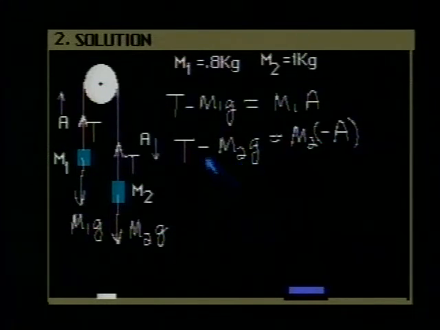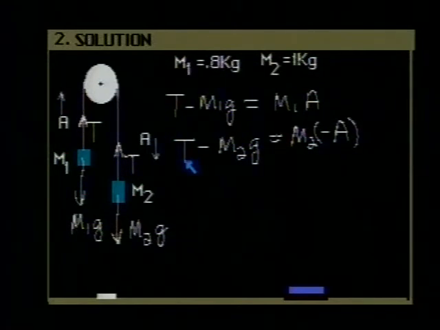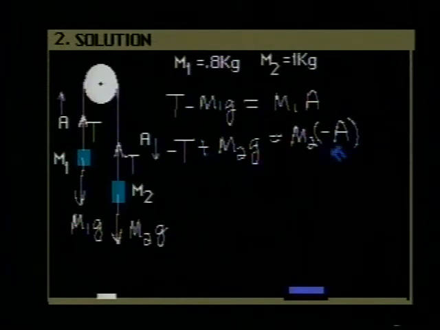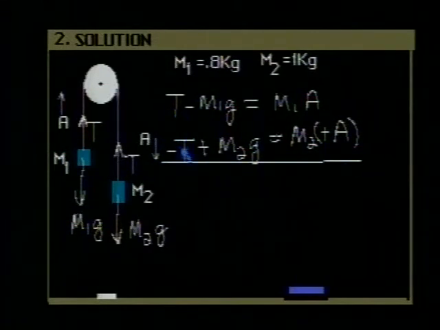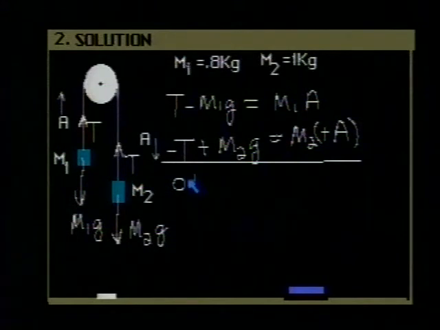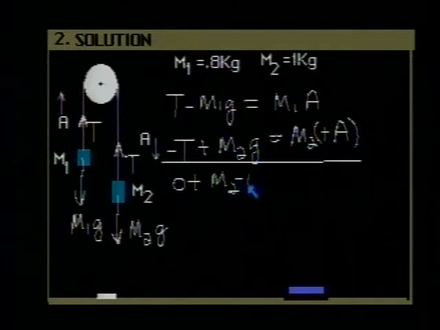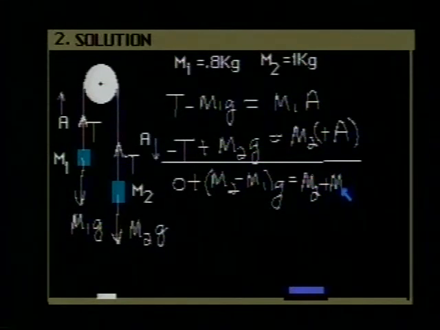In both equations we have the tension T, and we would like to eliminate that. If we multiply the bottom equation by -1, then each of the terms changes in sign. That becomes negative, positive, and positive. If we then add these two equations, the T's will cancel out. 0 plus M2 minus M1 times g, and on the right, M2 plus M1 times A.